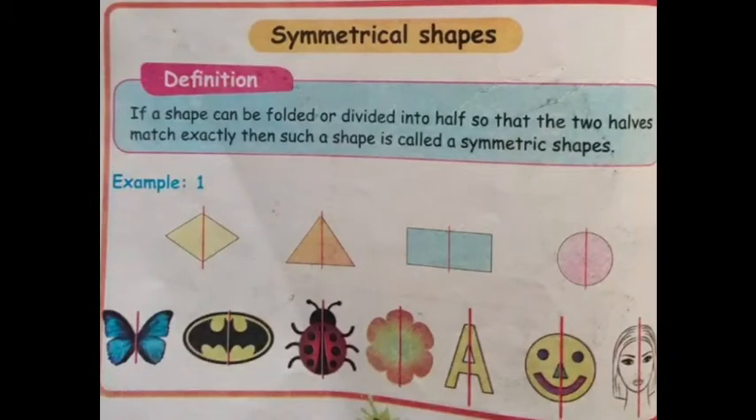Now come to the part of shape. So if a shape can be folded or divided in half so that the two halves match exactly, then such a shape is called a symmetric shape. Now observe these examples. You will get some ideas and you can try it on other shapes also.